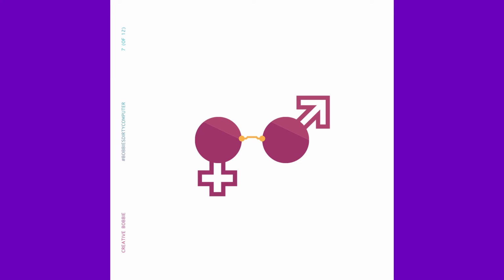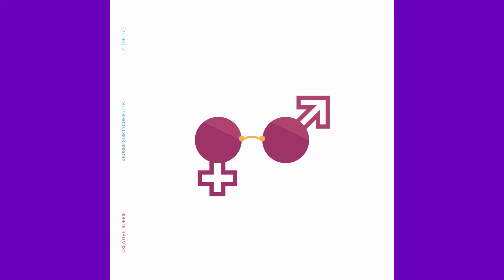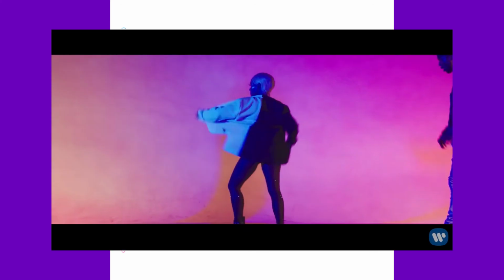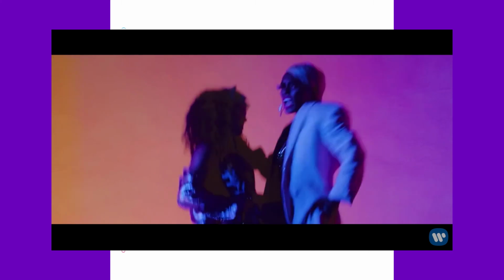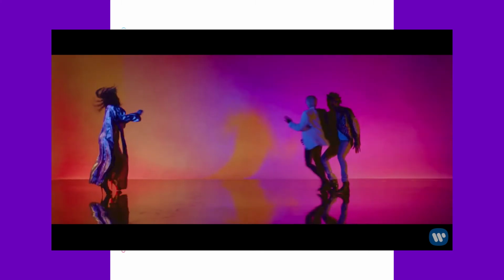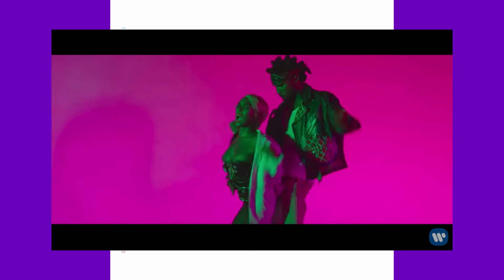So with the shades, I added the two symbols, the symbol for male and the symbol for female, because in the video there's a particular part, even in the dance part, where she's dancing between a man and a woman. So I wanted to reference that in the illustration.